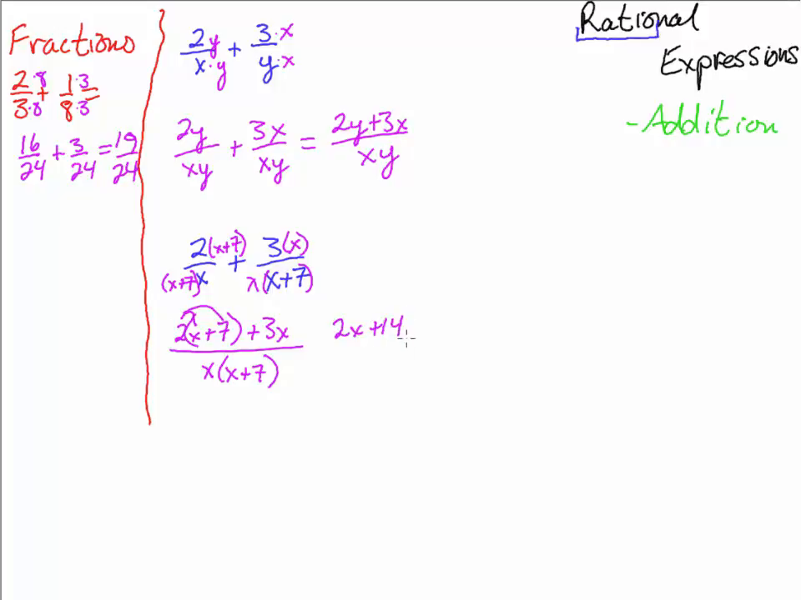2x plus 14 plus 3x over x times x plus 7 ends up with, 2x and 3x is 5x plus 14 over x times x plus 7. And the bottom, if you want to leave it in factored form, that's perfectly fine. If in this top, we could pull something out and get an x plus 7, then we could cancel. But that's only when you can factor it. So watch out for that plus sign, and yeah, you can't cancel those x plus 7s.